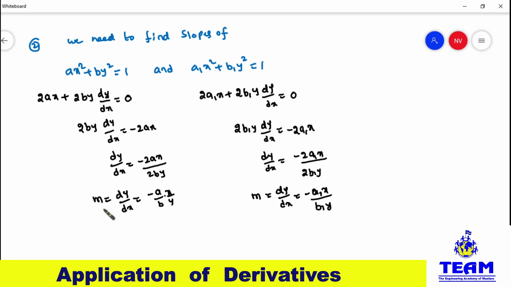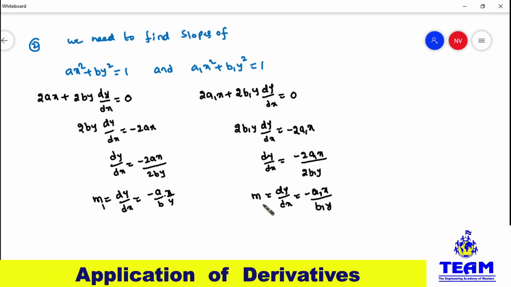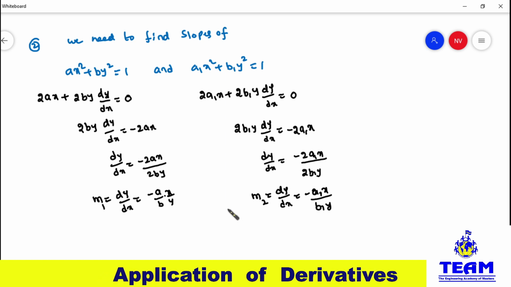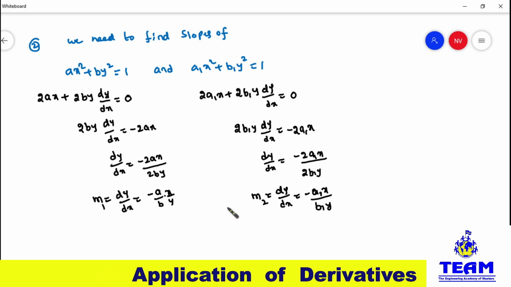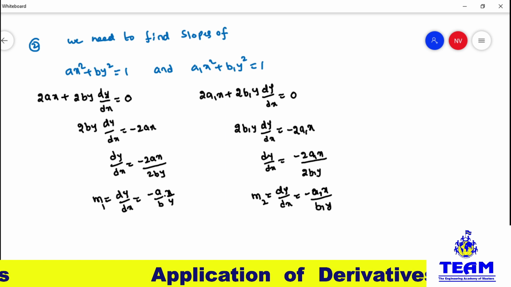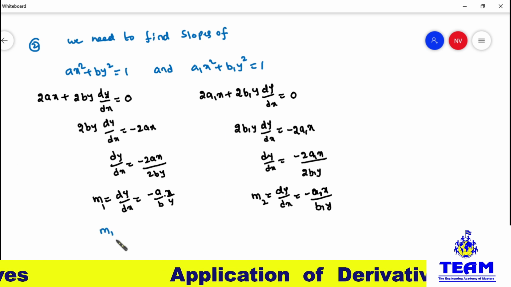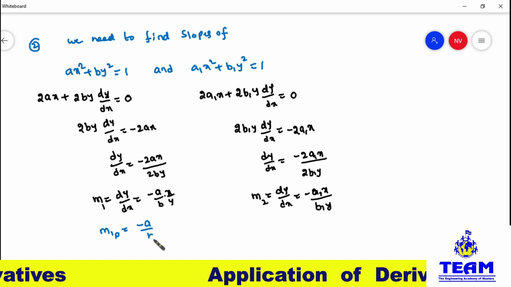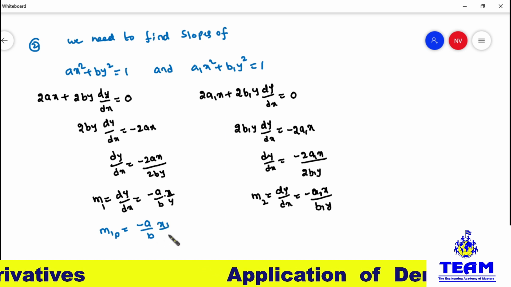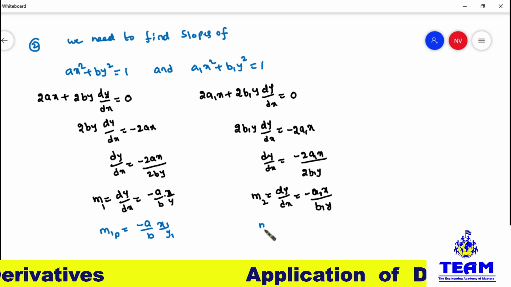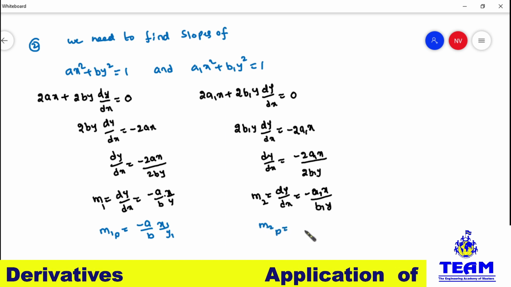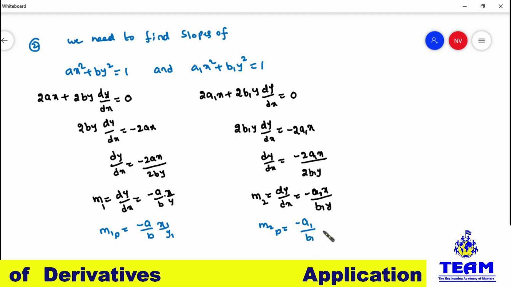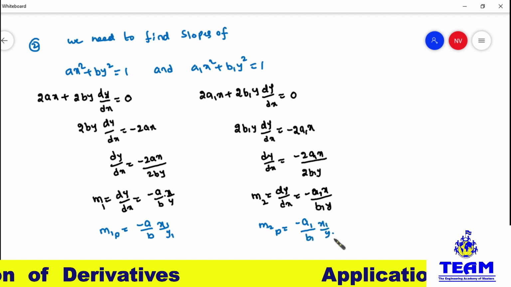Okay friends, first this is slope m1 and we can denote this as slope m2. But where are we finding these slopes m1 and m2? Intersecting at P of x1 comma y1. So in this case you can say m1 at P is equal to minus a by b into x1 by y1. Next, m2 at the point P(x1, y1) is minus a1 by b1 into x1 by y1.